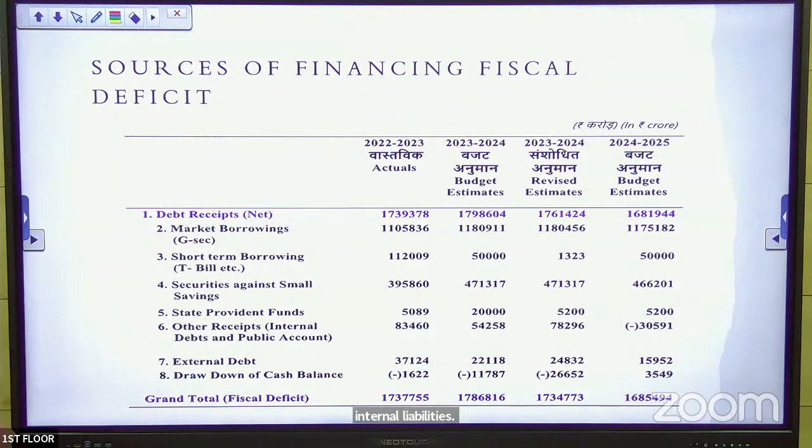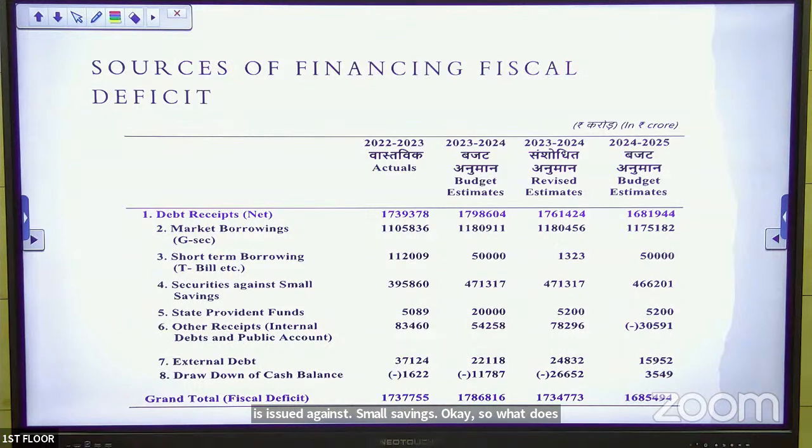In the internal debt, you would have had certain things. Internal debt means borrowing from RBI, and borrowing from the public in the form of short-term borrowings or market borrowings. Other than this, there is one particular item, securities issued against small savings. Okay, so what is this? What is the difference between the internal debt and the other internal liabilities?